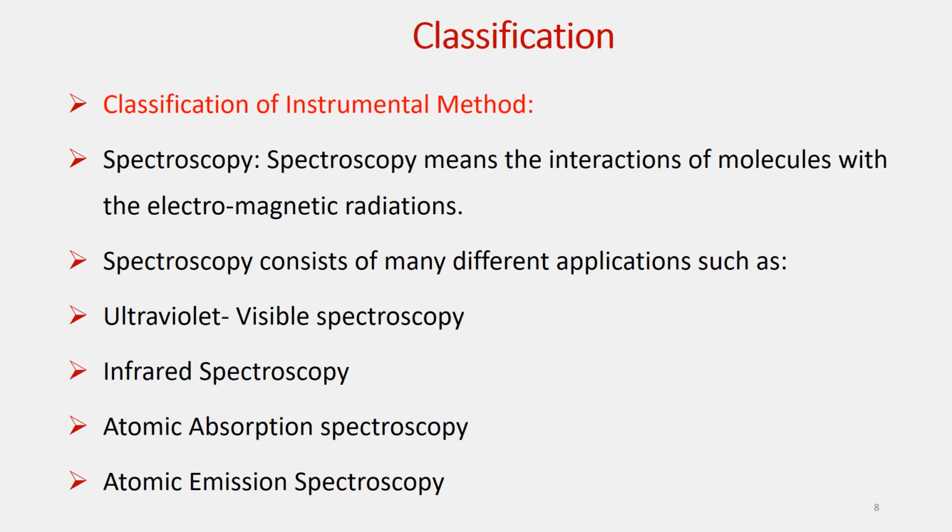Spectroscopy basically means interaction of the molecules with electromagnetic radiation. So if the radiation is ultraviolet, it becomes ultraviolet spectroscopy. If the radiation is infrared, it becomes infrared spectroscopy. If the interaction undergoes absorption, it is called atomic absorption spectroscopy. If it undergoes emission, it is called atomic emission spectroscopy.